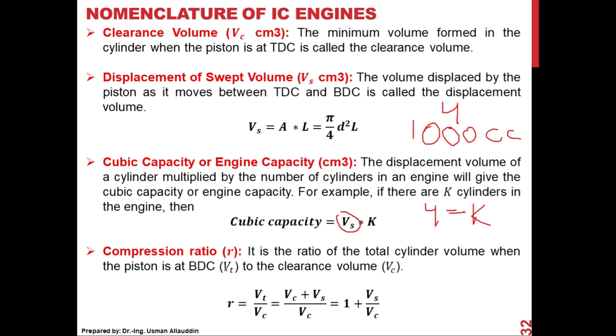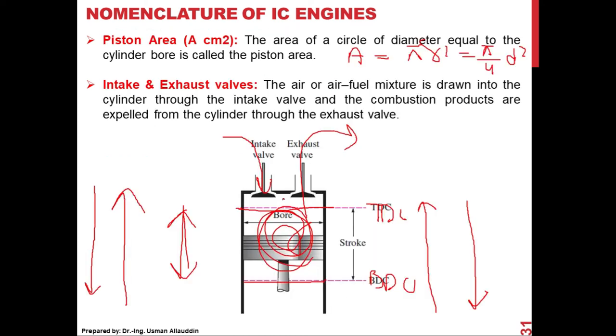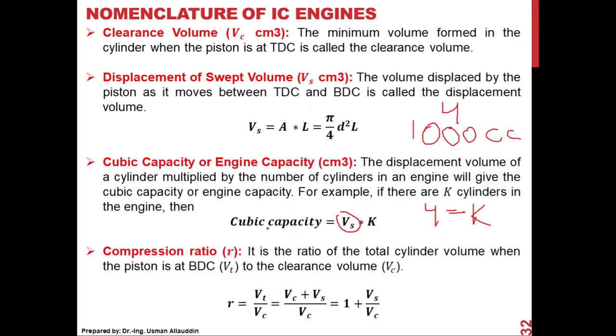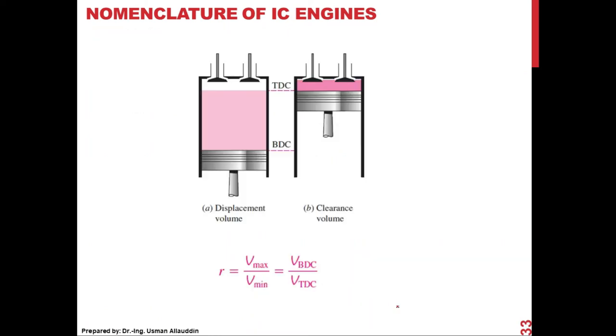Compression ratio is the ratio between maximum volume and the minimum volume. Maximum volume is at BDC, divided by minimum volume. Minimum volume is formed at TDC. So total volume can be written as VC plus VS, that is the clearance volume plus swept volume. You can see this figure. This volume will be clearance volume and this volume will be swept volume, and if we add them together we will get the total volume. So VC plus VS divided by VC, and if we take the LCM this will become 1 plus VS upon VC. This is the formula for the compression ratio.